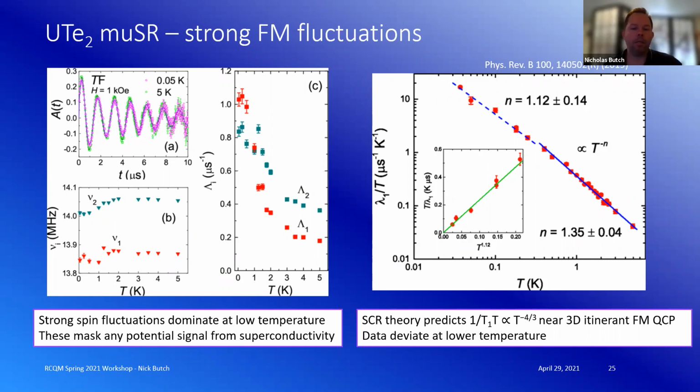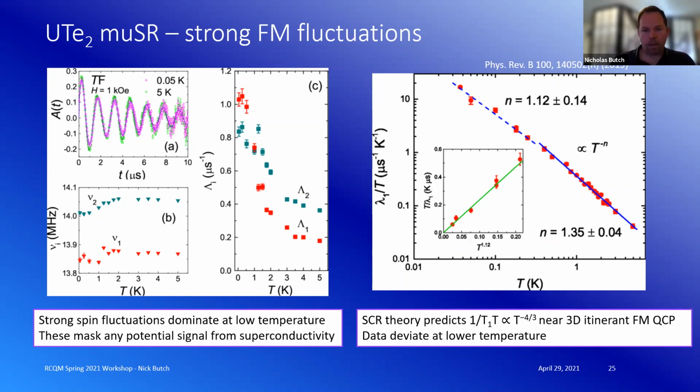Another salient point is that the temperature dependence of 1 over T1 is consistent with a three-dimensional itinerant ferromagnetic quantum critical point from SCR theory anyway. That's this plot on the right. And then at low temperatures, there's a deviation from that temperature dependence, which we can interpret as perhaps being due to the inaccuracy of the SCR model at low temperatures.